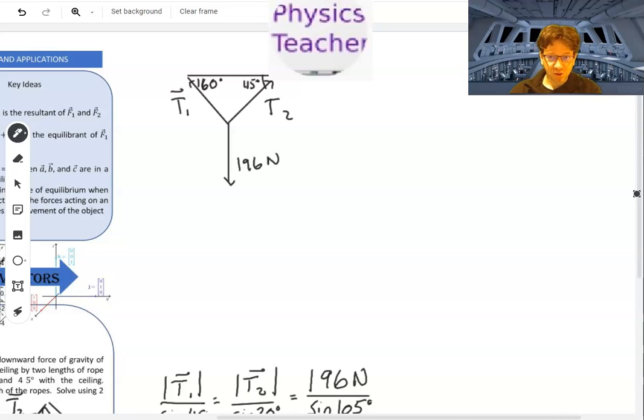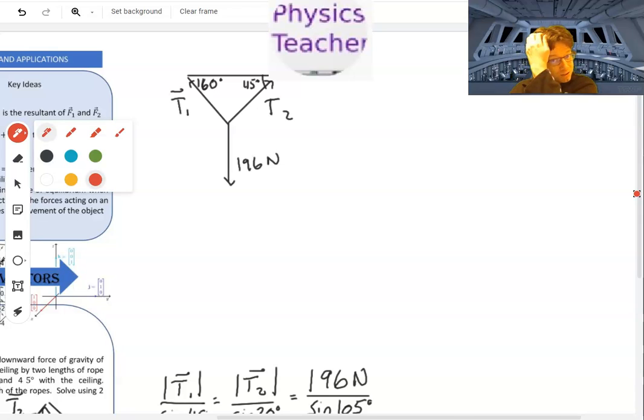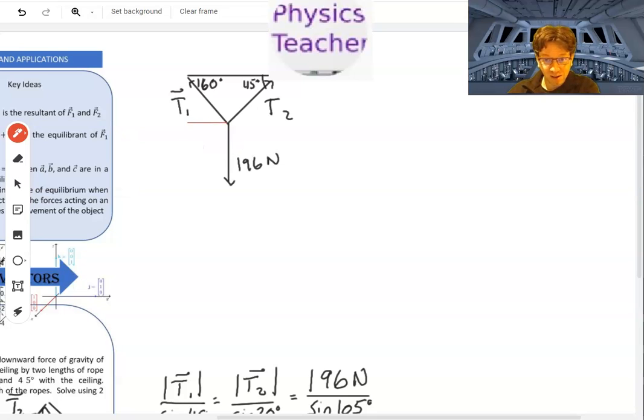Okay, so if I'm going to do it with components, what I need to do is take any vector that's not perfectly horizontal or vertical and create a horizontal part and a vertical part. So the two tensions are not horizontal or vertical. So let's start with T1. If this vector is going up and to the left, then I will write two vectors, one that's going to the left and one that's going up. Like so.